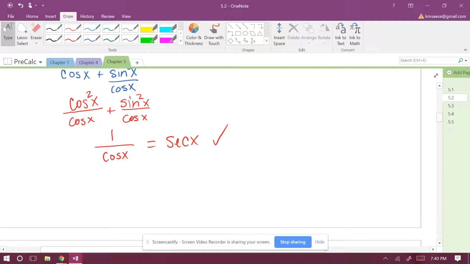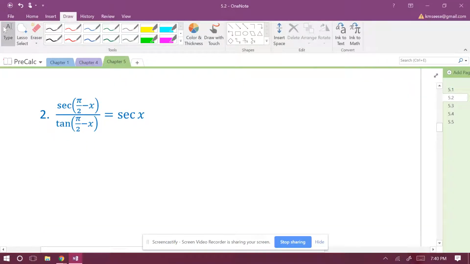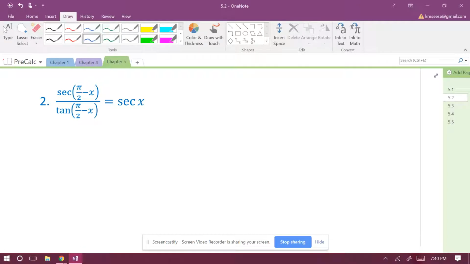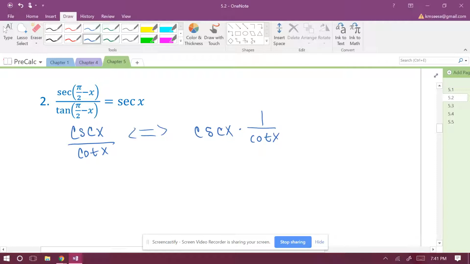All right. Number 2 here: secant of pi halves minus x over tangent of pi halves minus x equals secant of x. So look at your cofunction identities. You have your sheet out. Secant of pi halves minus x is cosecant of x, over tangent of pi halves minus x, which is cotangent of x. A side note here, cosecant of x over cotangent of x can be written as this. These are equivalent statements. They mean the exact same thing.